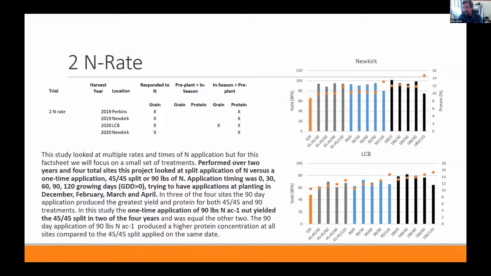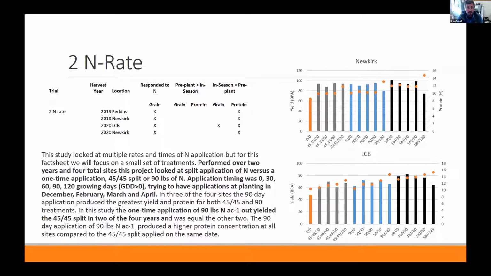What did surprise me in this is that between the 45-45 split, meaning 45 pre and 45 pounds sometime in season, versus all 90, I really thought that 45-45 split was going to be a good one. We out-yielded it twice, which really shocked me. The 90 all at one time was better than 45-45. When we put it up front, we have losses. There's just no way around it.